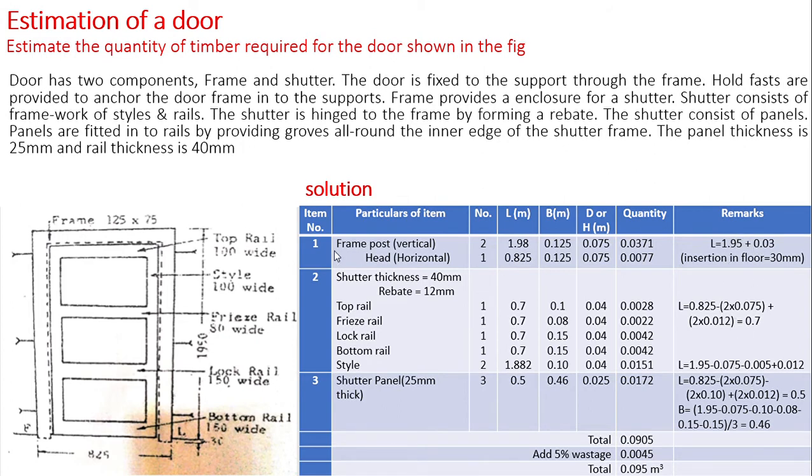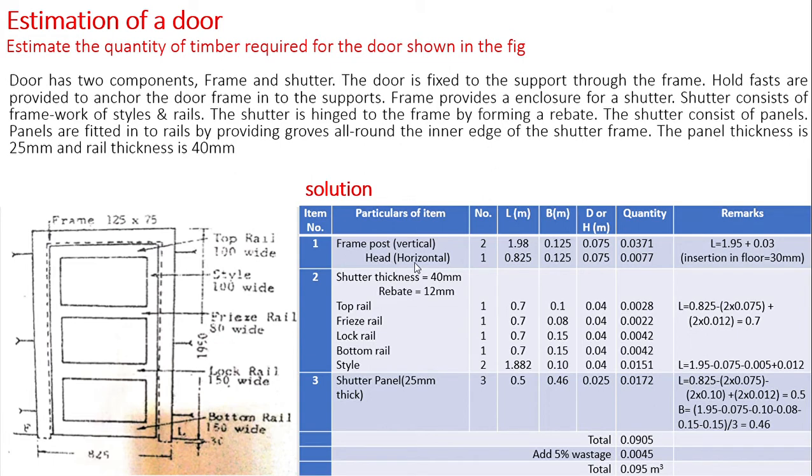Item 1, frame post. There are two posts or the vertical members in a frame. The height or the length of the post is equal to clear height plus floor insertion, that is equal to 1.95 plus 0.03 is equal to 1.98 meter, and its cross-sectional size is equal to 125 mm into 75 mm. Therefore, the quantity is the product of number, length, breadth and depth, works out to 0.0371 meter cube.